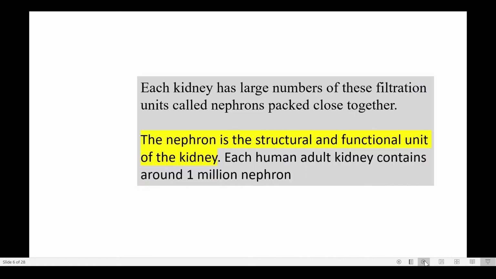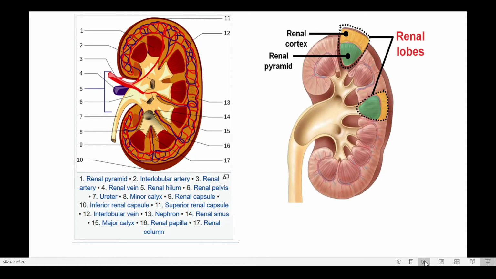Now each kidney consists of structural and functional units which are all microscopic. These are the filtration units. These are actually known as the nephrons. So nephrons are nothing but the structural and functional units of our kidneys. Each kidney contains around 1 million nephrons. And this is the cross section.